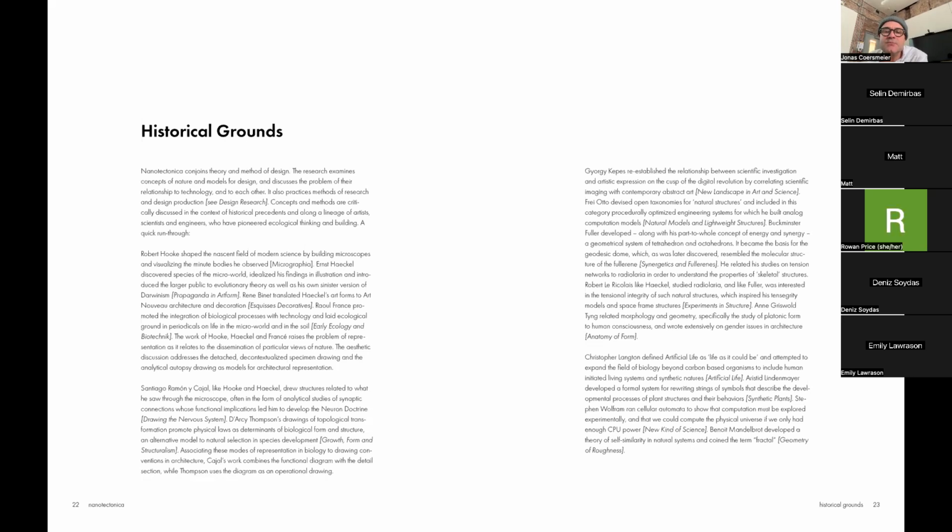Angus Sartin related morphology and geometry, specifically the study of Platonic form, to human consciousness, and wrote extensively on gender issues in architecture. So I want to say one thing here in terms of the gender discussion. I do feel it is part of my obligation to rectify something in the history of design, that is the presence and importance of female protagonists. There aren't that many when you normally talk about any kind of scientific field. And in the design field, it's actually not that much different. And luckily that is in the process of changing, but many female authors and researchers and designers and engineers have just not been given the credit that they deserve.